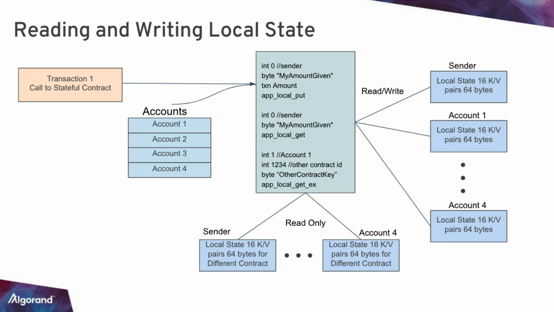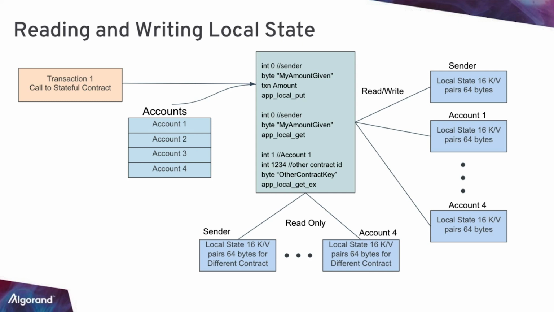So in this particular case, not only can you specify the account, but you get an extra parameter that says what contract you are interested in. So I can say, give me the local state's value for this particular contract for user account 1 or user account 3. And that particular call gives you that kind of power.